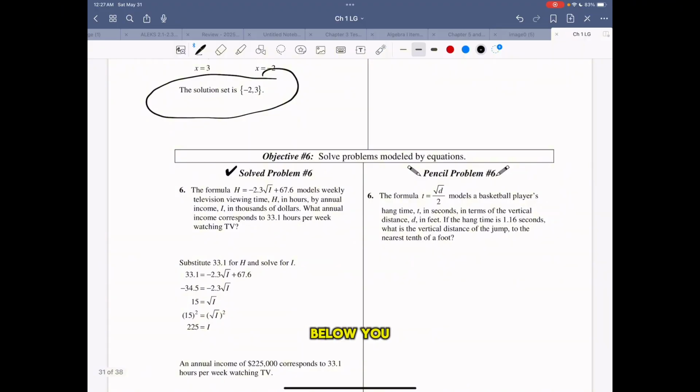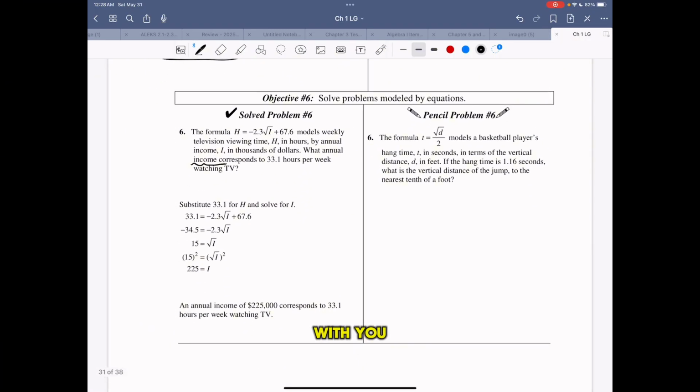Down here below, it says, what annual income corresponds to 33.1 hours per week? So we're looking for the income. And you end up with, the annual income is in thousands of dollars. So when you get 225 down here, you just include the 225,000.